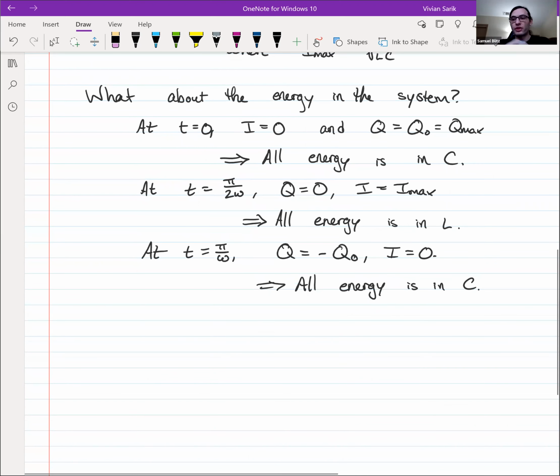But so that's how an LC circuit works. It's just a balancing act between charge and current. Charge being the energy storage device for capacitors and current being the energy storage device for inductors.